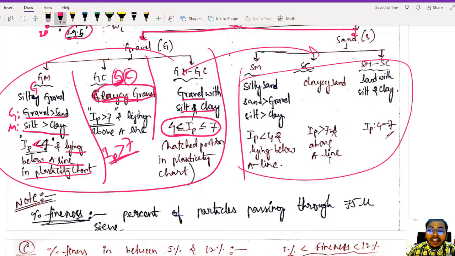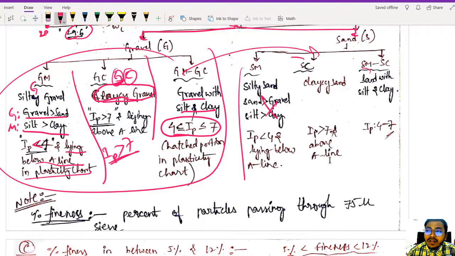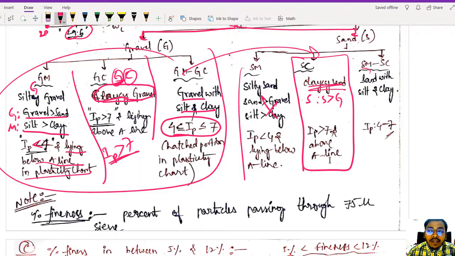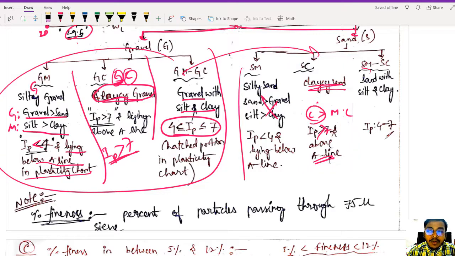Okay, nothing more. For example, you can do these two. Let us just see clayey sand. So what does clayey sand mean? First of all, sand. If your sand content is more than gravel, then we will be classifying it as sand. Now clay, if your clay content is more than your silt, we will be classifying it as clay. How to get it? If your IP value is greater than 7 and it is above the A line, we will be calling it clay. As simple as that. We will be getting SC, clayey sand.